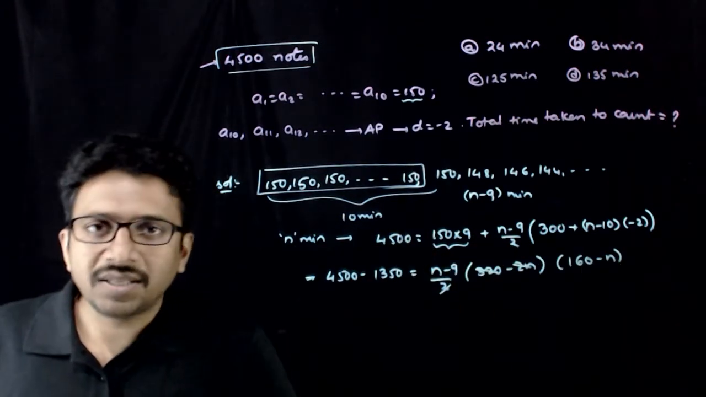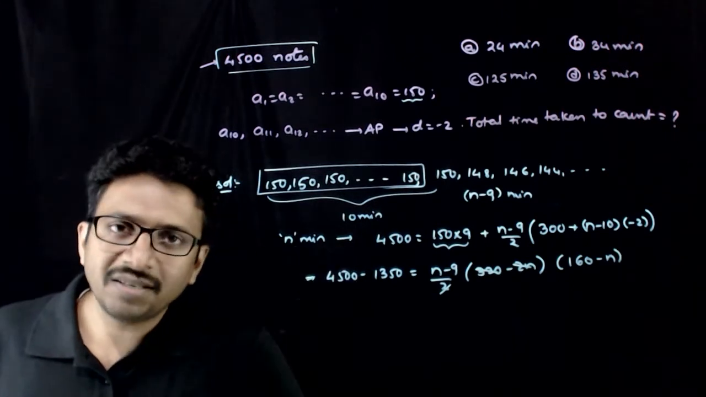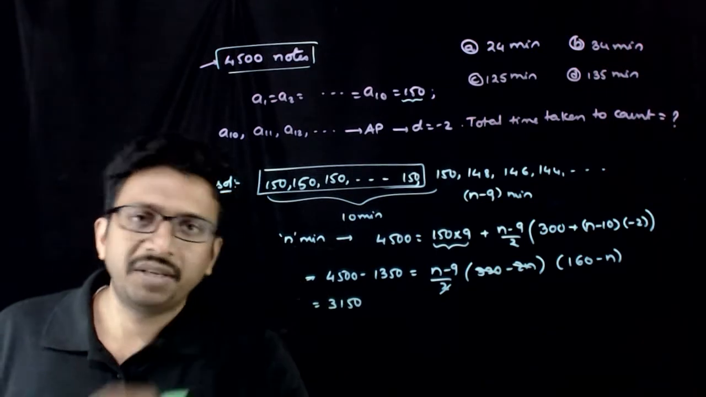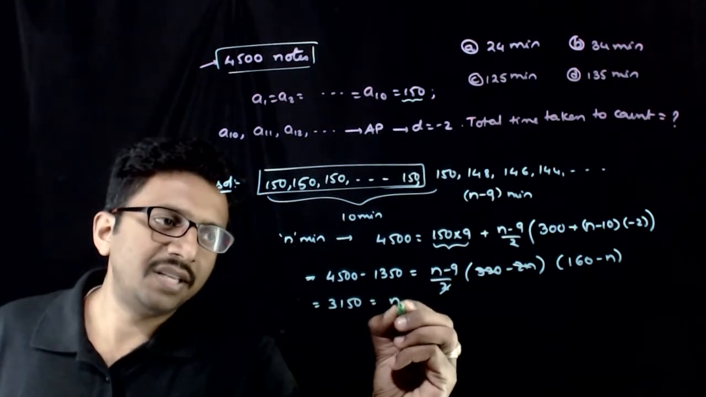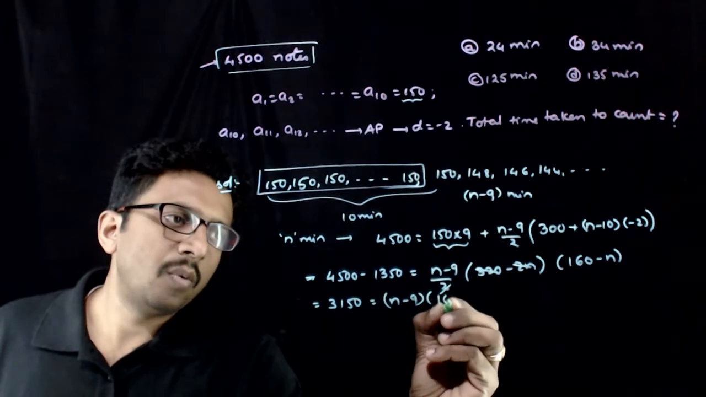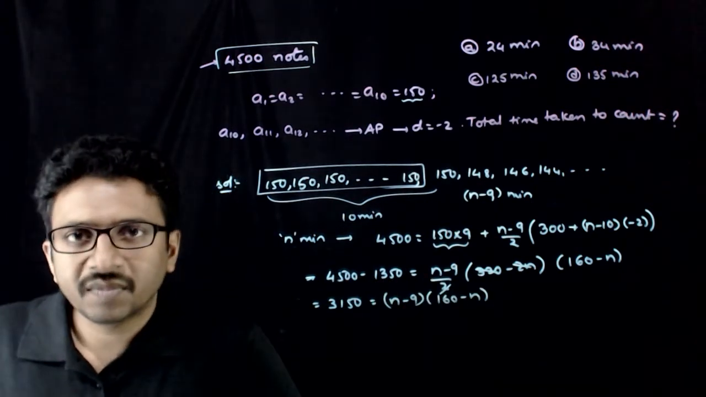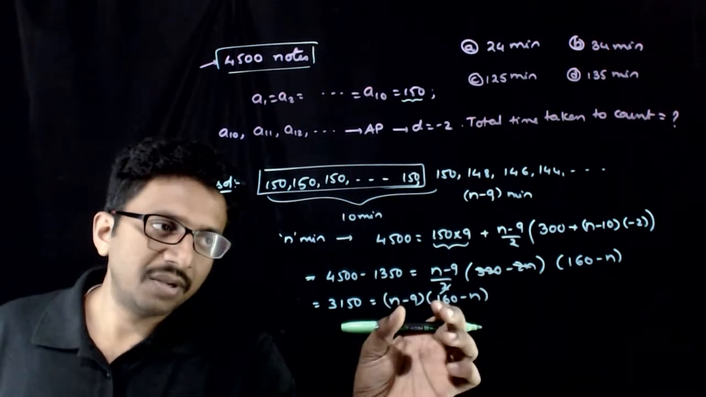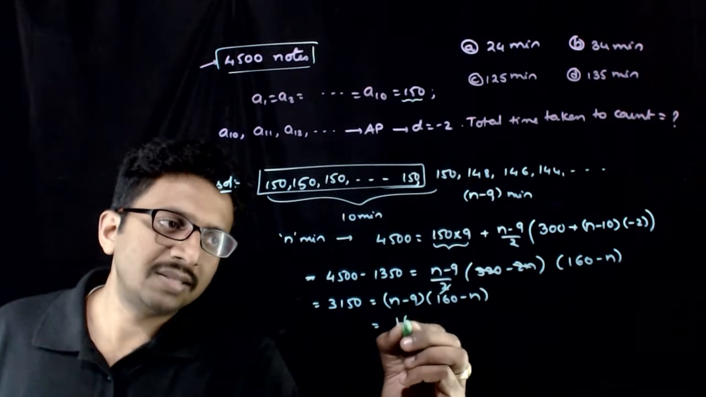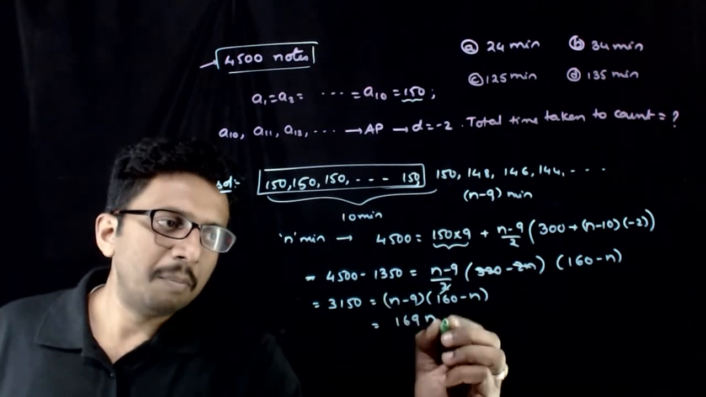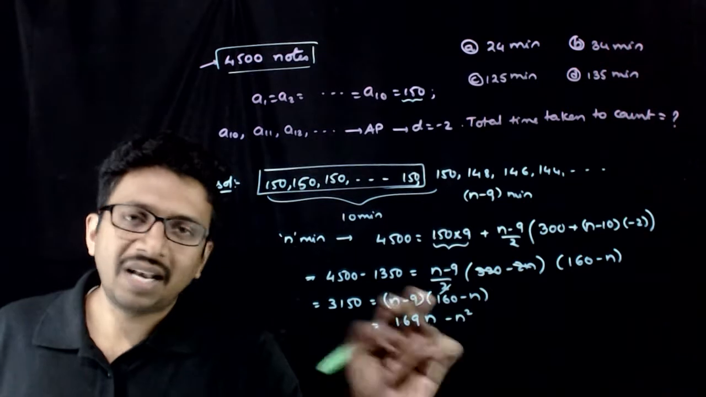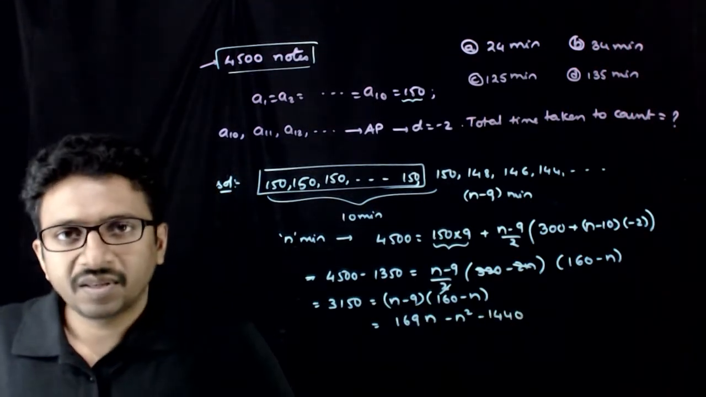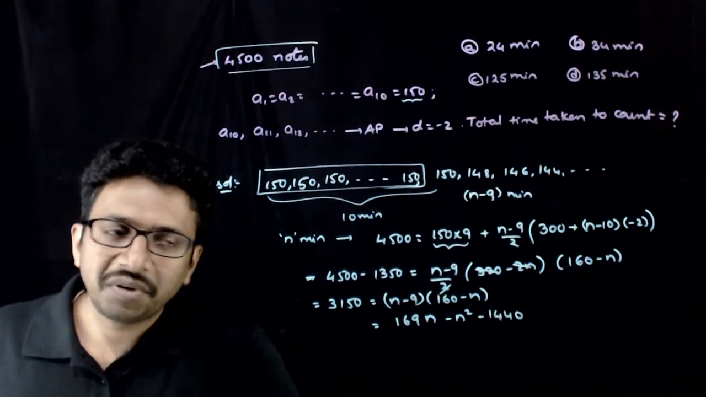So n minus 9 into 160 minus n is equal to 4,500 minus 1350, that is equal to 3,150. So 3,150 is equal to n minus 9 times 160 minus n. So that is equal to 160n. If I multiply this, you get 160n plus 9n, 169n minus n square minus 9 times 160, that is minus 1440. So if you bring everything onto one side, you get a quadratic in n.